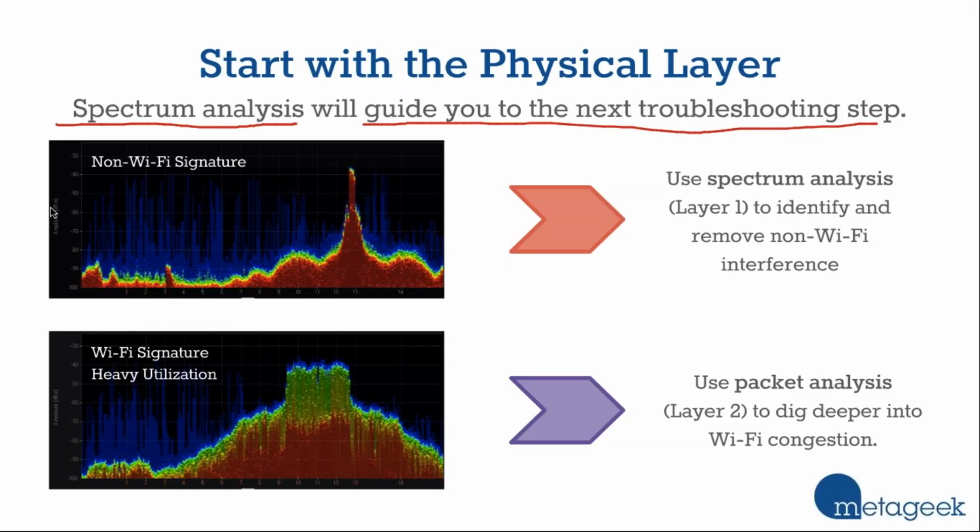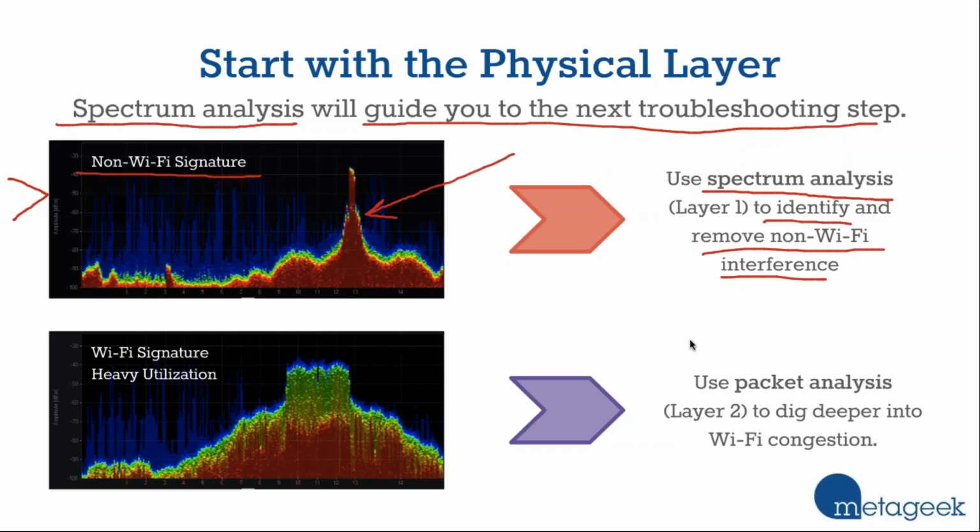So for example, let's say that we open up a spectrum analyzer, and on that spectrum analyzer, we look at the air, we look at the raw radio frequency activity, and we see a non-Wi-Fi signature. In this case, we might see this device, which we can use Channelizer and the Wi-Spy to identify what kind of device that is, and we can say, oh, hey, look, there's a cordless phone and it's causing interference. And so we need to do something to correct that problem. You're going to use spectrum analysis to identify and remove the non-Wi-Fi interference.